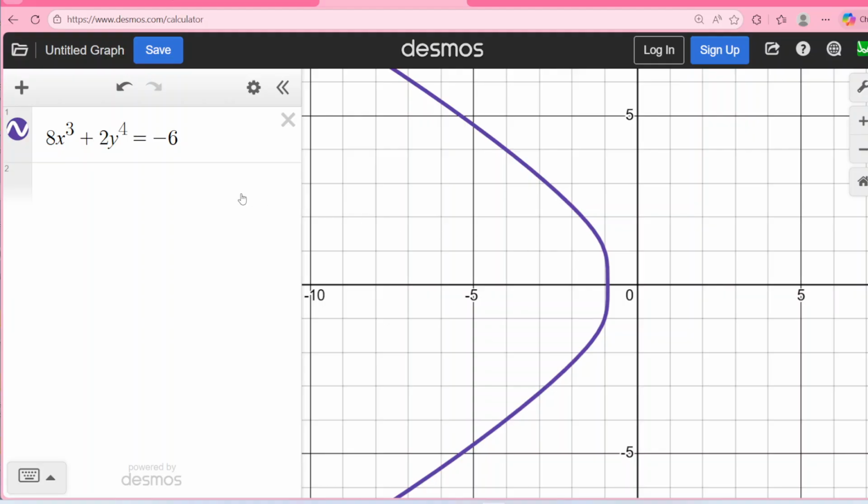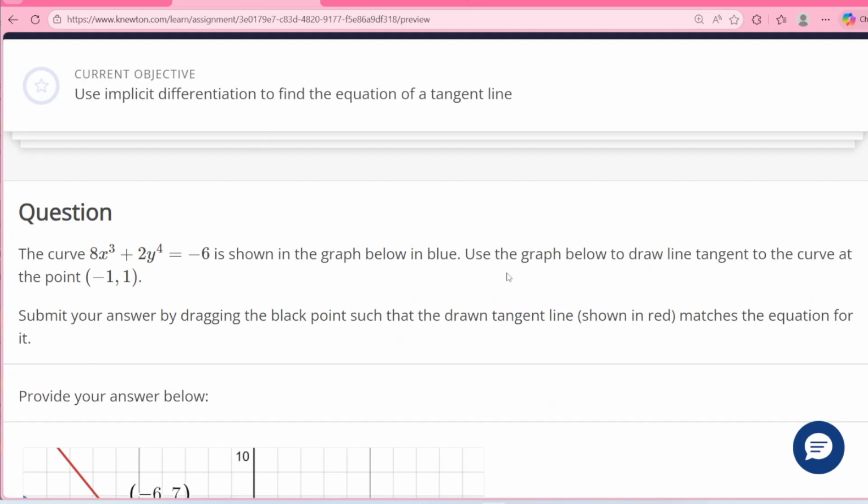But that's not important. We are not trying to solve for y. We're not being asked to solve for y, to get y in terms of x explicitly. We're asked to keep it the way it is and have y be implicitly defined as a function of x. Y is implied to be a function of x here. And then from there, use the graph to draw the tangent line to the curve at the point -1, 1.